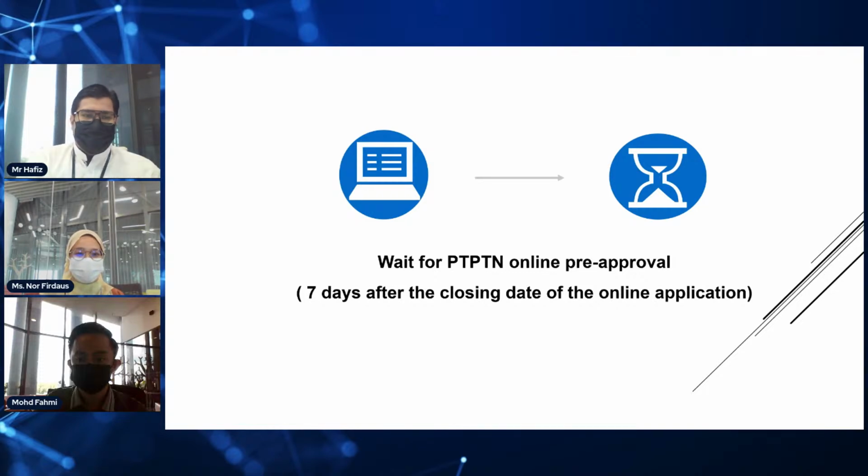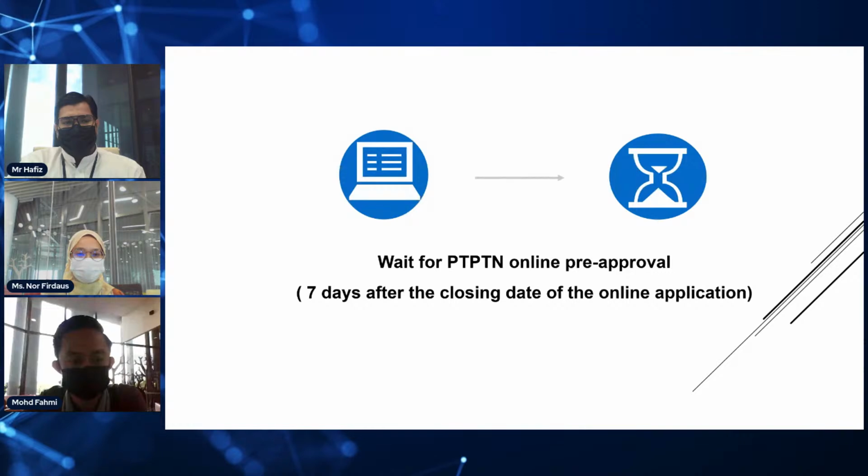Thank you, Ms. Nur Firdaus, for the explanation on the PTPTN online application. Like what has been mentioned by Ms. Nur Firdaus, once you have submitted the online application, you need to wait 7 days after the closing date of the online application. For this case, the nearest date will be this upcoming 30th of June. So you need to submit the online application before 30th of June, and then the pre-approval will be released by 7th of July or 8th of July. Next, Mr. Muhammad Fahmi will advise you what you need to do after you have obtained the PTPTN online pre-approval. Mr. Fahmi, I appreciate if you could advise the students further on this.